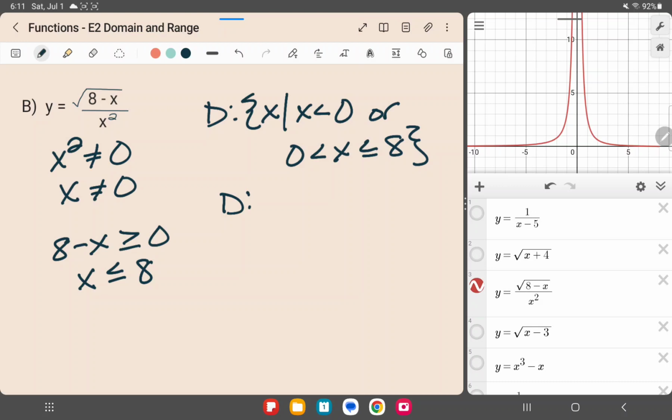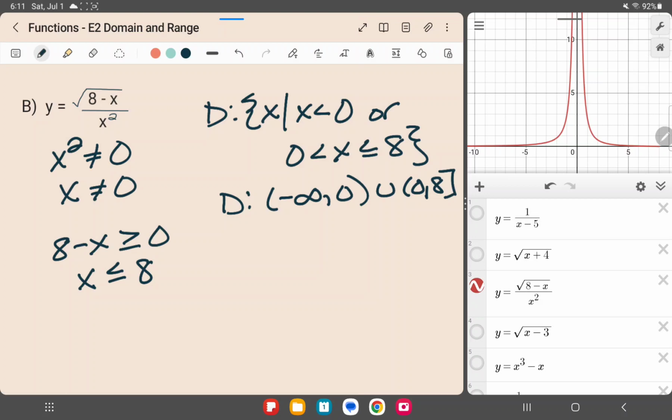I can also write it like this: everything up to 0, but then also everything between 0 and 8. Include 8, don't include 0.